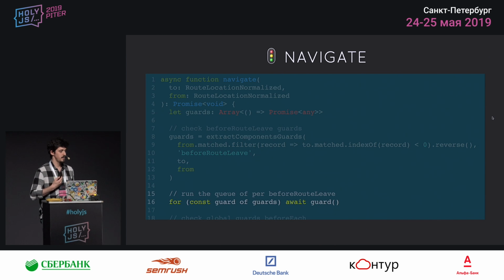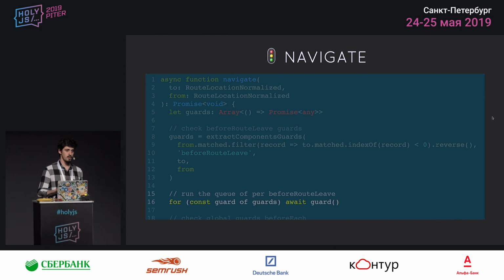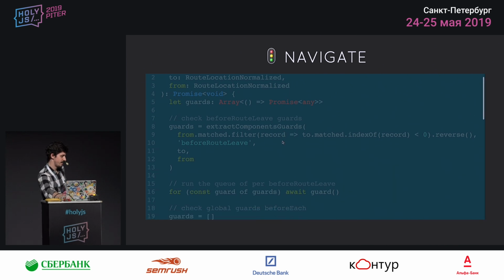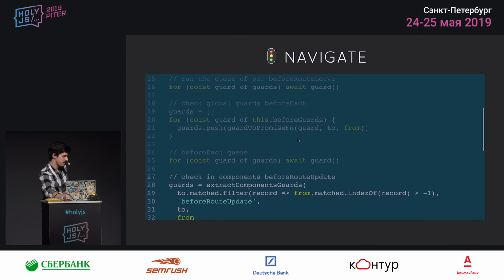Then what we do is this very simple code, which is a for loop with an await. Because we shaped those guards in a way that we can call them as functions and await them, we can just write this for loop, and that will be running our queue of guards. That will be it. And will it work? No.